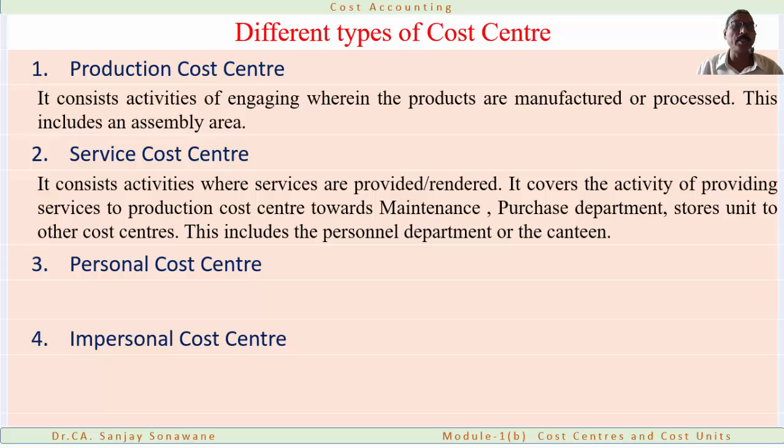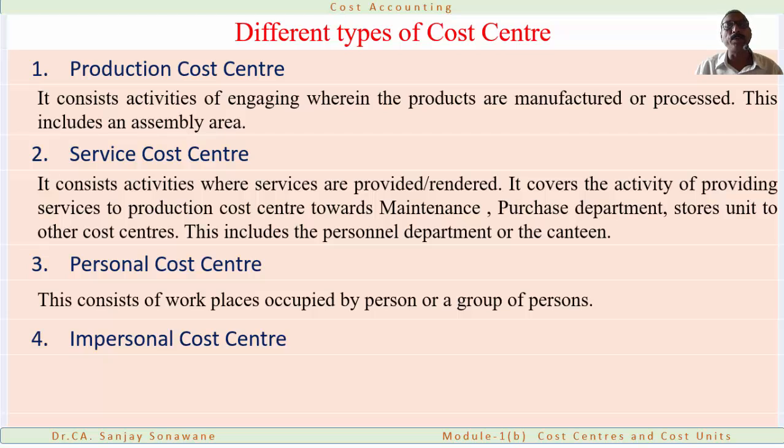Now next one is personal cost center. Now why is this classification required? This is a special classification we are doing on the basis of a person or group of persons. There are certain activities which become very essential, and we need to identify the costs incurred on a specific person or group of persons. Now this place, a workplace where persons and groups of persons are, all costs incurred on these are accumulated together and that is called a personal cost center.